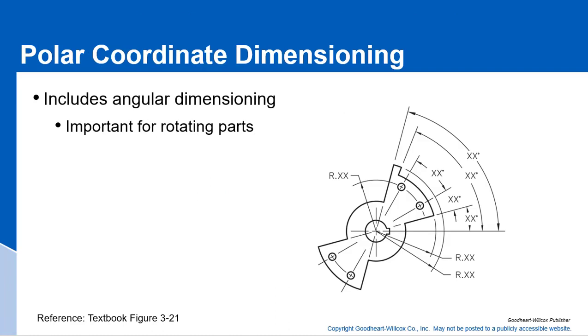Another dimensioning scheme is the polar coordinate dimensioning. It includes angular dimensions. So to define this hole location correctly, you would need to give it both a radius from the center point and an angular dimension to define what the position of that hole is. That is the polar coordinate dimensioning.